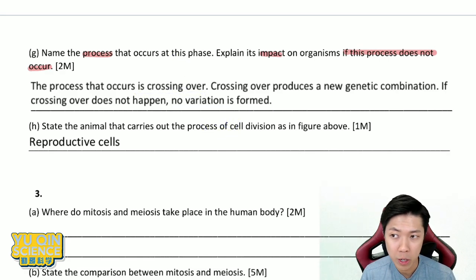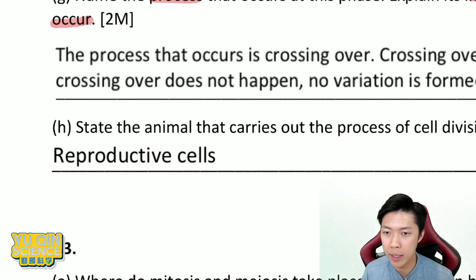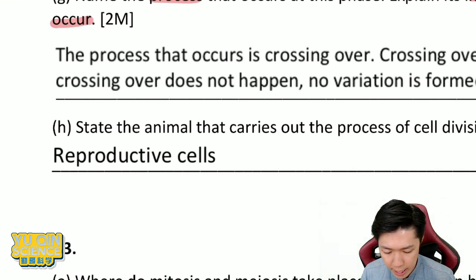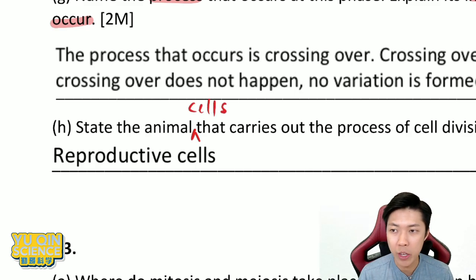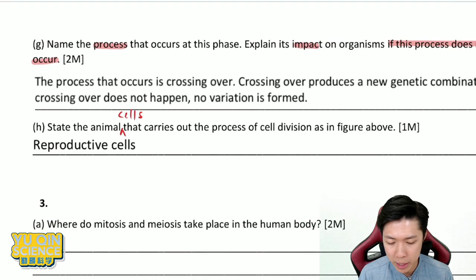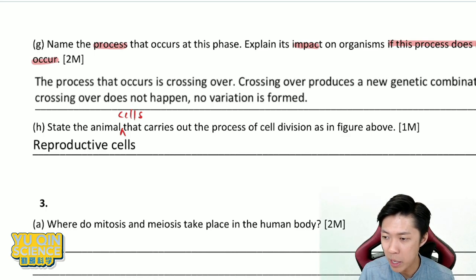Okay, all good. Last one, state animal. Okay, I think something is missing here. So state animal cells, I guess. Yeah, can you add that on? That carry out the process in the diagram figure above. Well, the meiosis figure above, definitely only one type of cell undergoes this process, which is called the reproductive cells. Okay, cool. I think that's the correction.